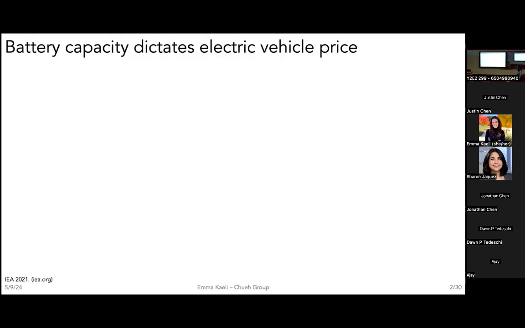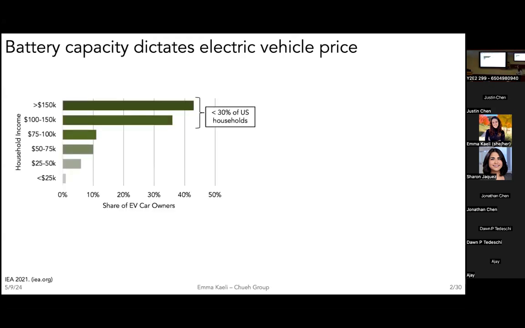I want to begin the talk by addressing the cost of electric vehicles. If we look at this plot, the y-axis is household income across the US, and the x-axis is the share of electric vehicle owners. What you can see is the vast majority of electric vehicle owners exist in that top tier bracket in terms of income. This represents less than a third of all US households in terms of income. So what that says to me is the electric vehicle is not necessarily affordable to the average consumer yet.